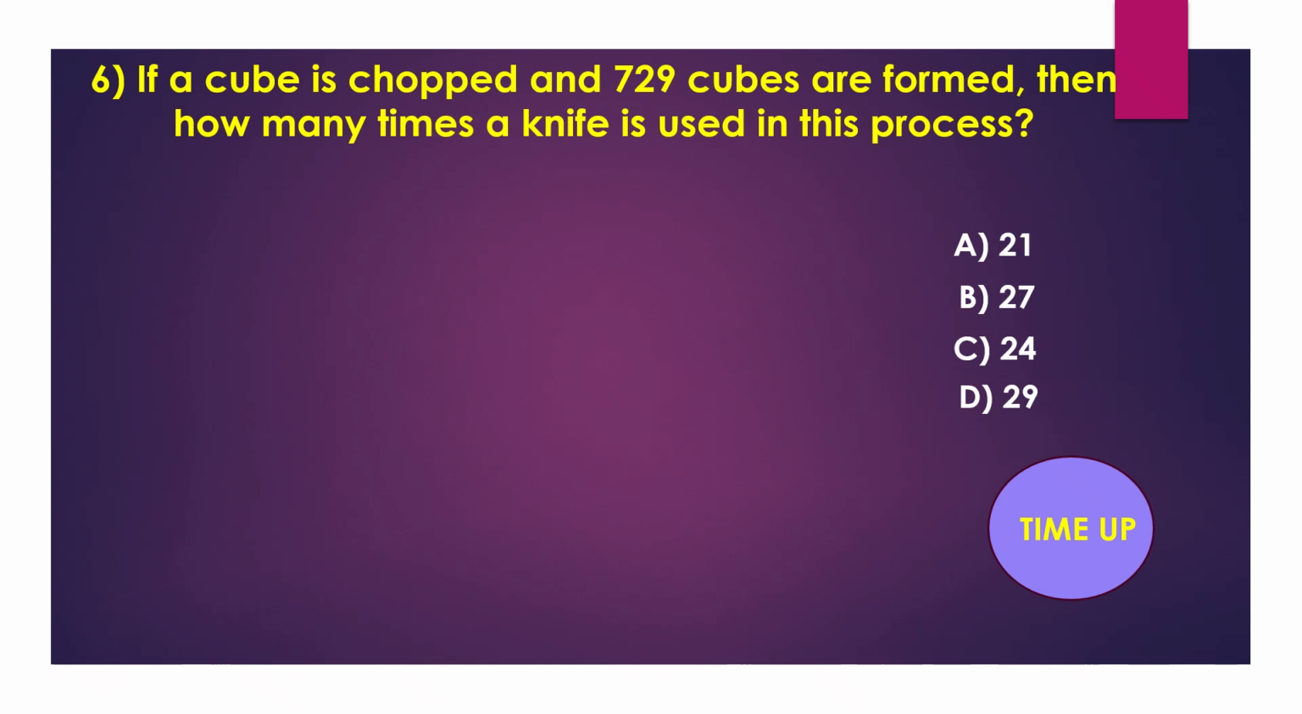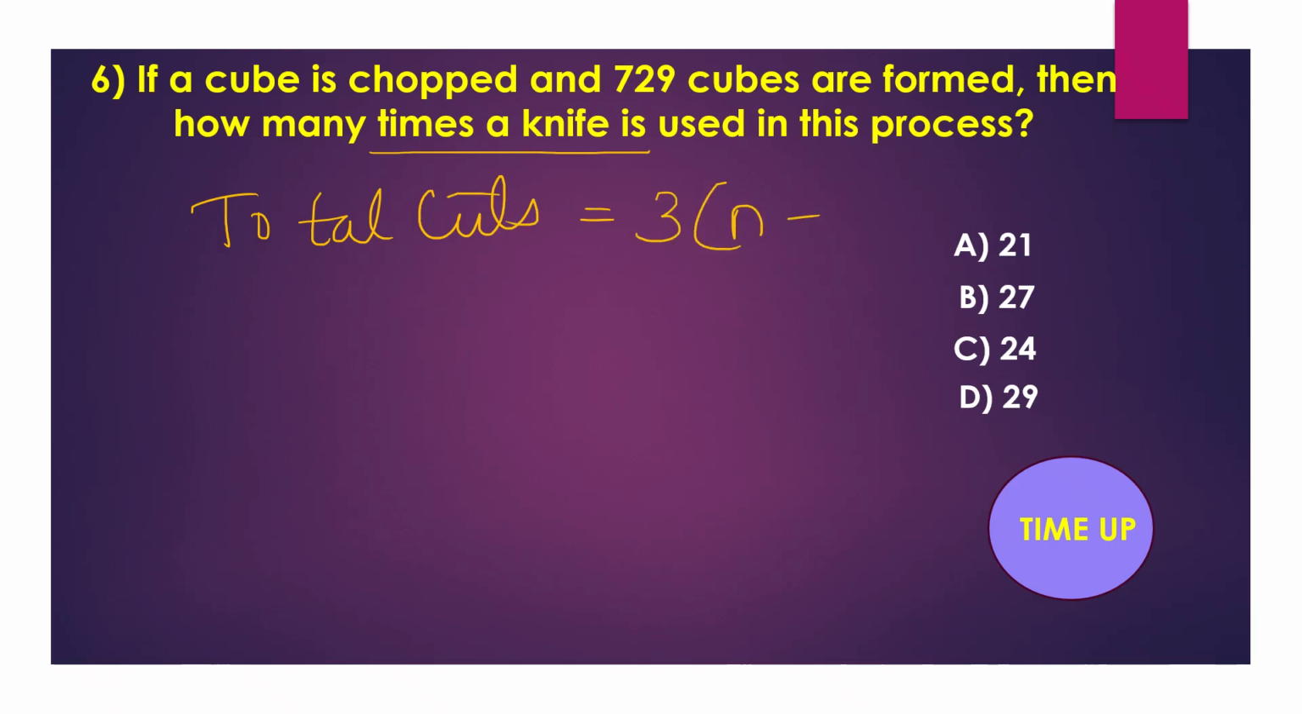So in this question, they have not directly asked you how many cuts are required in this process. They have said how many times a knife is used in this process. Just they have twisted the words here. Okay, that's it. So here also total cuts is asked basically. So total cuts, what is the formula? It is 3 into n minus 1.